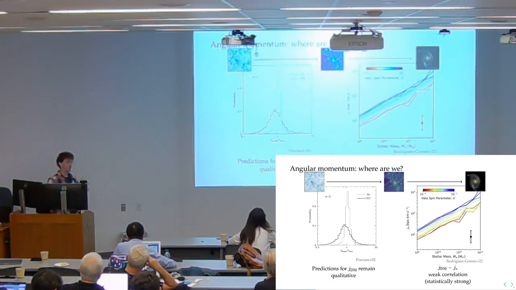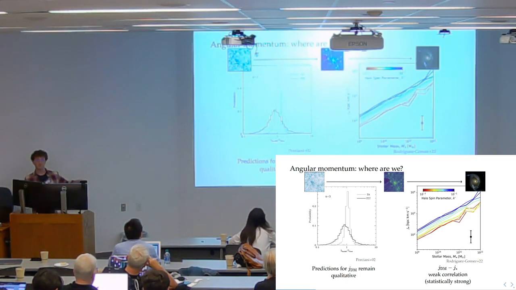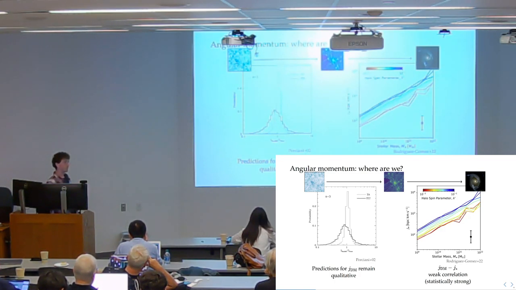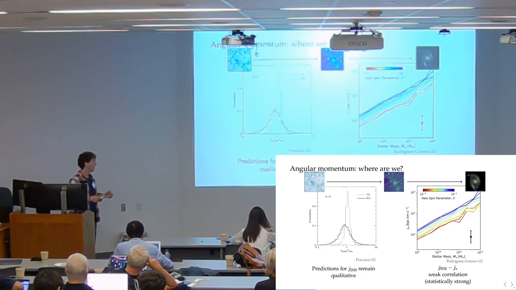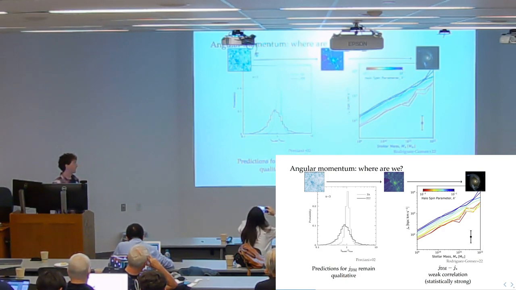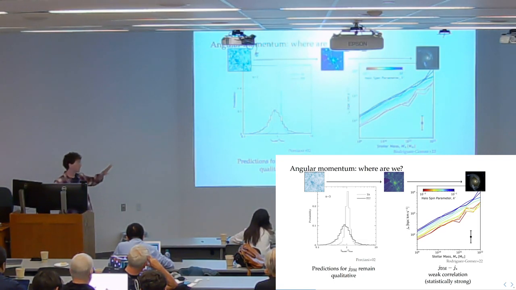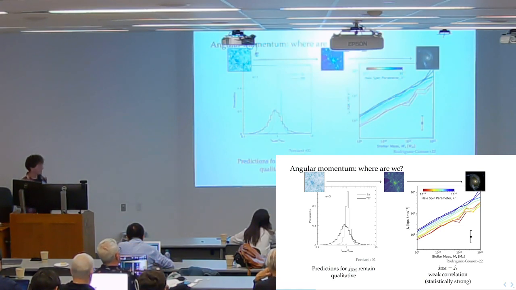But also, even if we had the halo angular momentum, there's still a huge step to be able to model what the stellar angular momentum is from that. So essentially, there are two big puzzles. First one is that the predictions for the halo angular momentum remain qualitative. And then the halo angular momentum is quite a poor predictor of the stellar angular momentum. So I want to address both of these points today, if I manage to go through all of my slides.